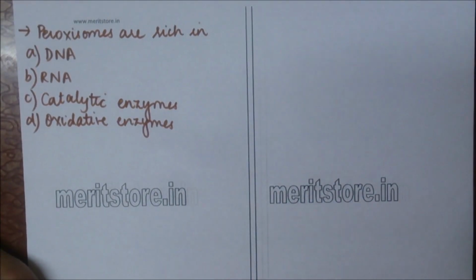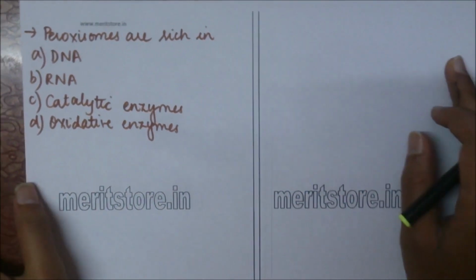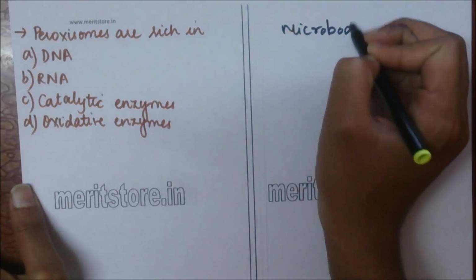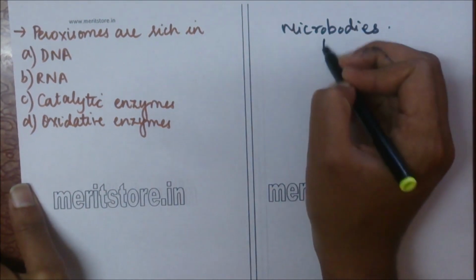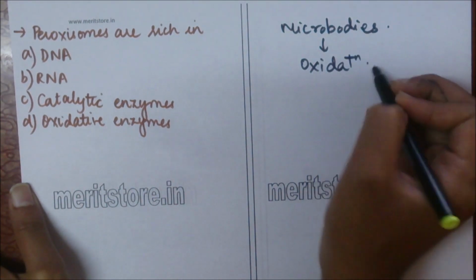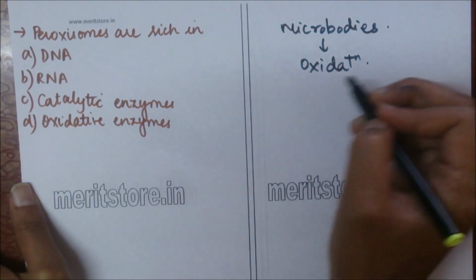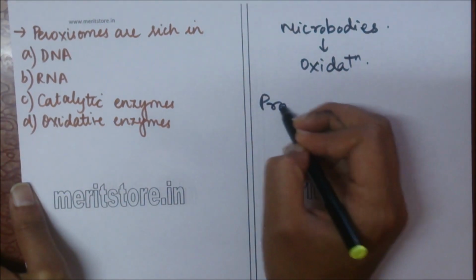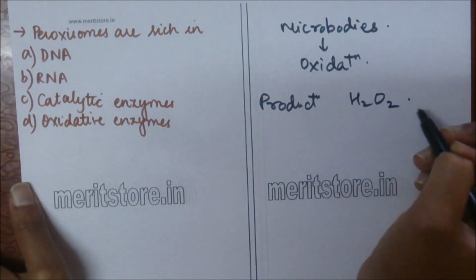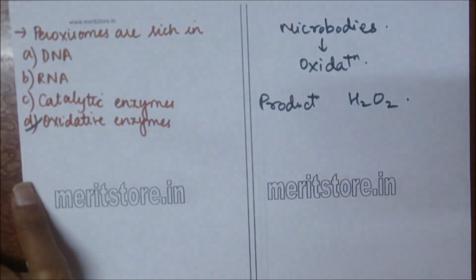Peroxisomes are rich in A. DNA, B. RNA, C. catalytic enzymes, D. oxidative enzymes. Peroxisomes are microbodies like glyoxysomes. They contain enzymes for oxidation of substrate. Peroxisomes also contain enzymes for production of hydrogen peroxide. So option D is the correct answer.